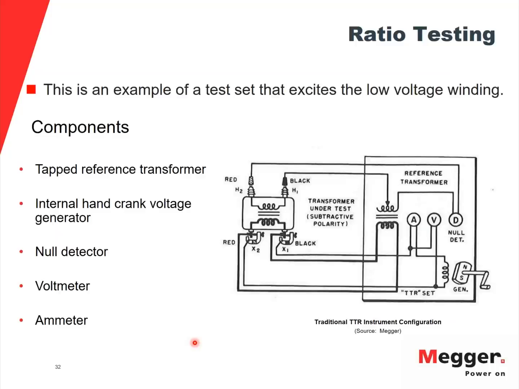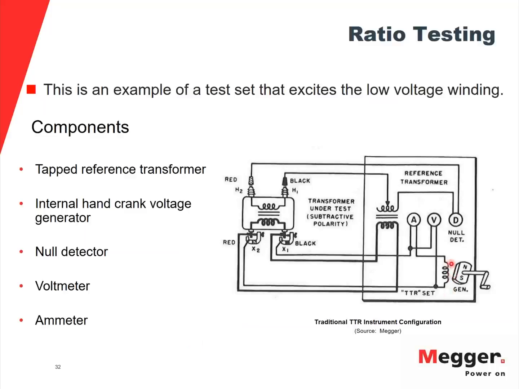Back in the days when we had completely manual transformer turns ratio meters, they worked on the principle of the null detection technique. You would have a hand-cranked voltage generator that you would use to induce a voltage. That voltage would be applied to the secondary side of the transformer under test, and you would also apply the same voltage to a reference tap transformer.